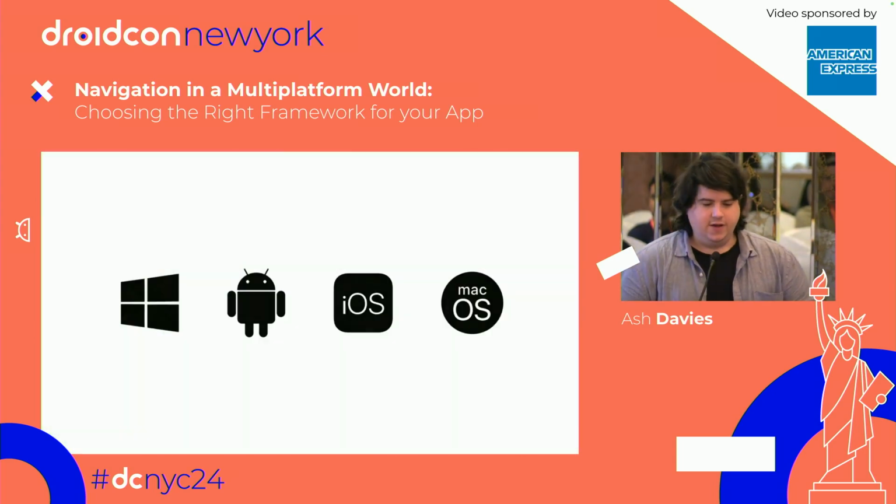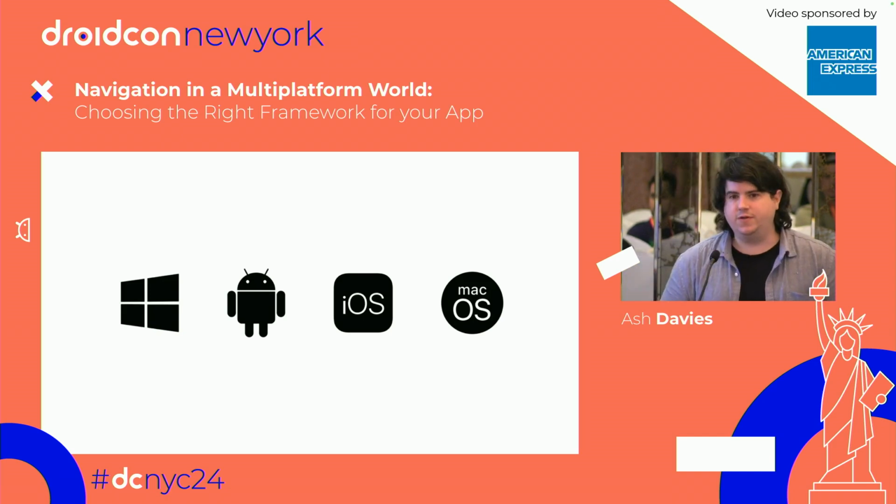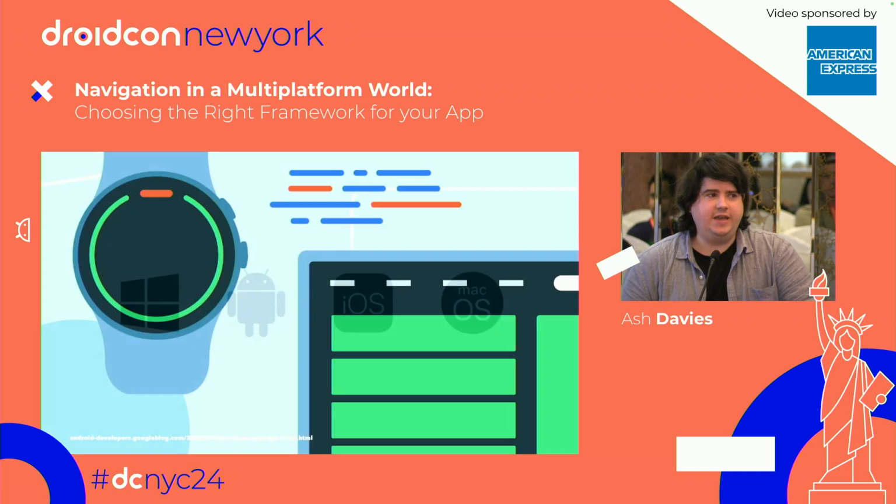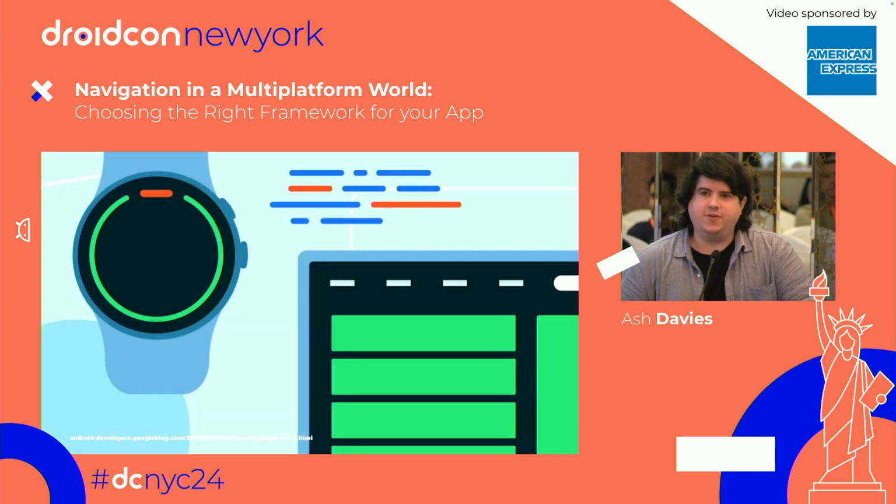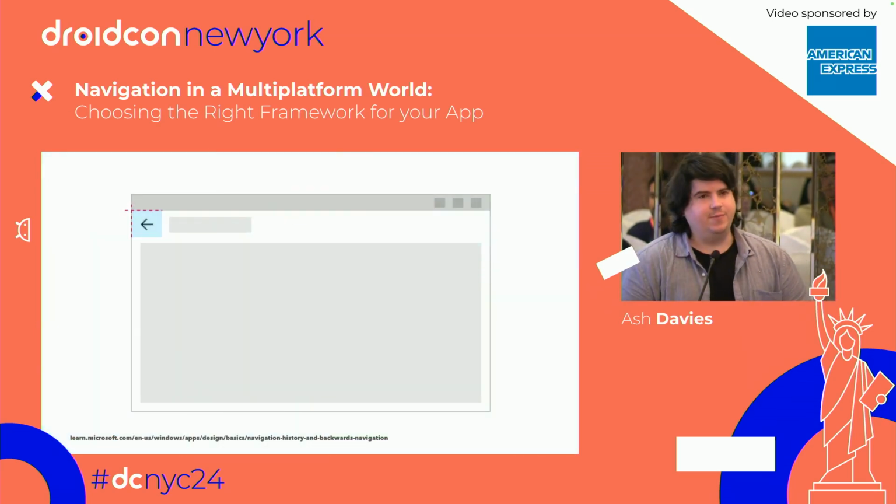So the behavior should be consistent with the platform expectation, whether you're working on Android, iOS, Mac, Windows, or a McDonald's kiosk. And not just each one of these different platforms, but each one of these different platforms can have different form factors, and each of these different form factors changes the way the user will expect to navigate. And even something as simple as back navigation differs significantly.